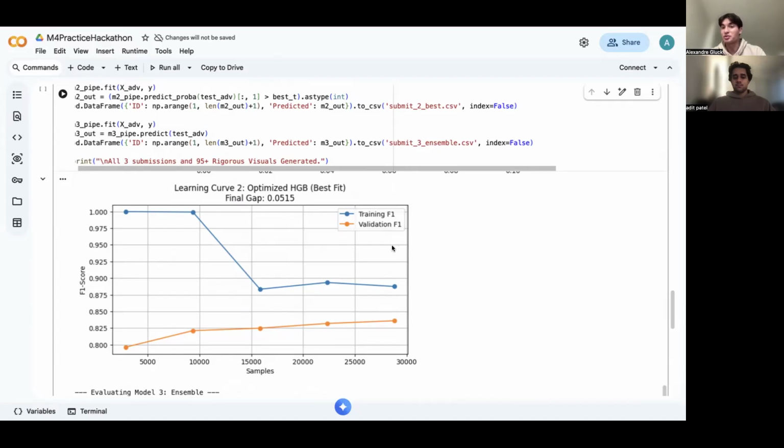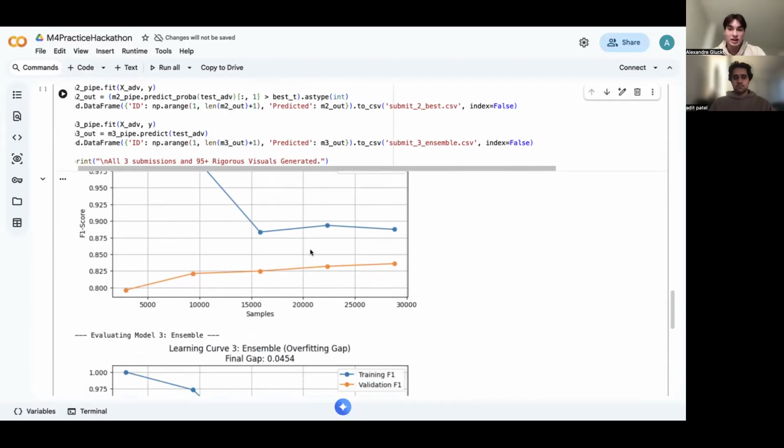We also verified the stability of this model. Our standard deviation across the five-fold cross-validation was 0.004. This low variance really proves that the model is robust and not sensitive to specific data splits. To achieve this, we tuned hyperparameters like the max depth to 8 and used an L2 regularization of 2.5 to prevent the trees from memorizing noise. We also optimized our decision threshold to 0.38, balancing precision and recall to hit our peak score of 0.849.